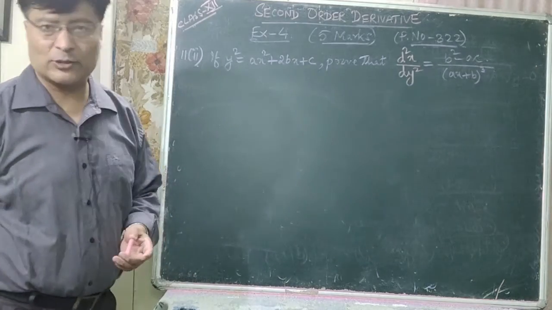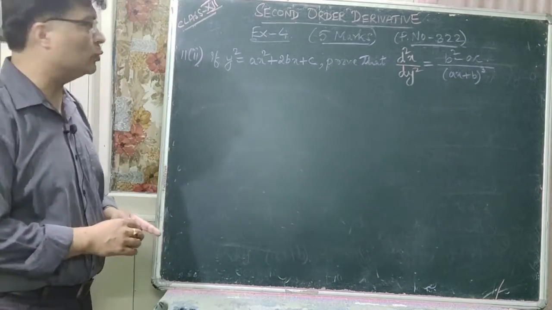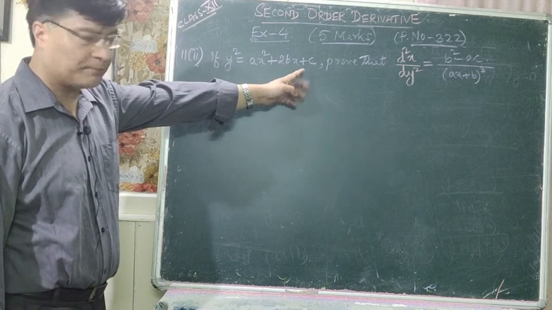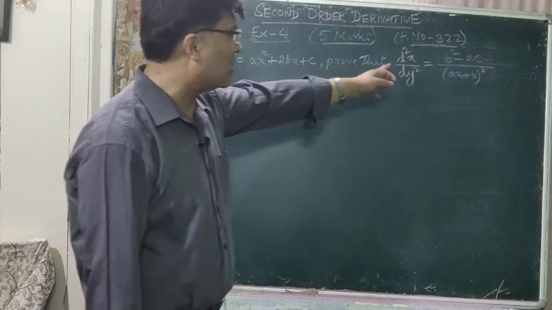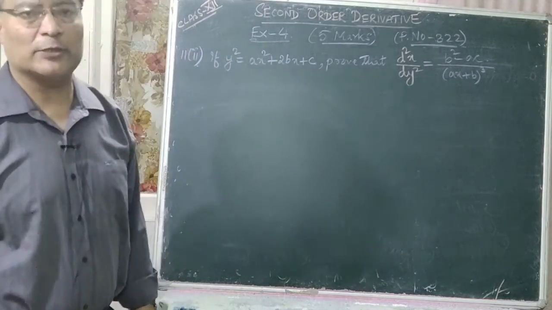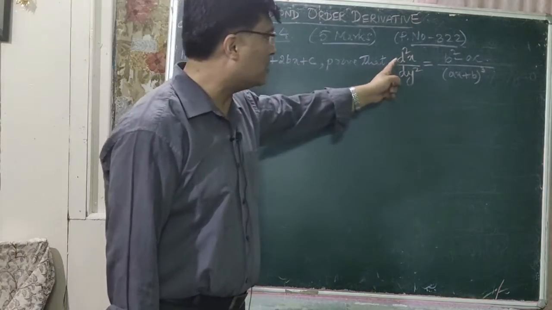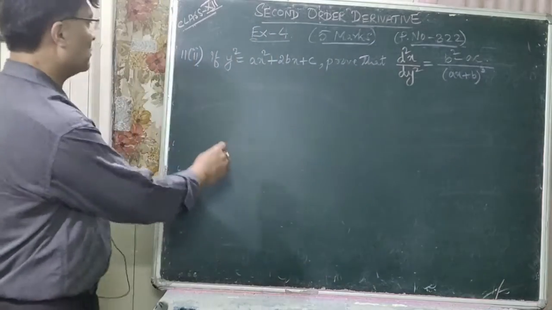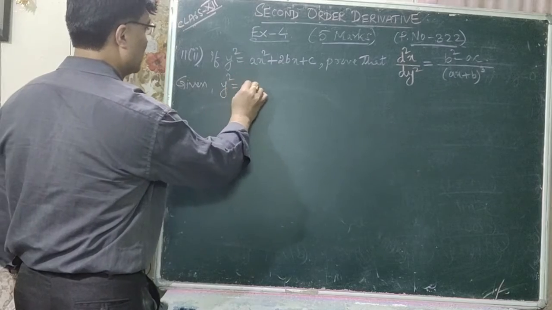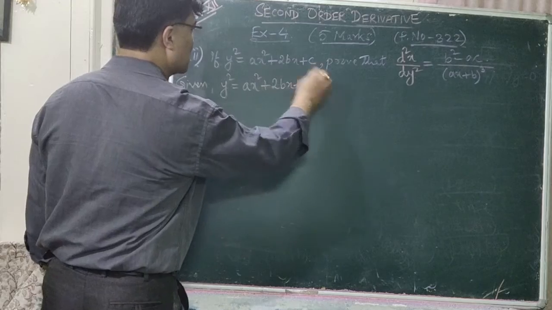In the last online class we did 11 number 1. Now we will do 11 number 2. If y square is equal to ax square plus 2bx plus c, then you have to prove that d2x by dy square is equal to b square minus ac whole divided by ax plus b whole cube. Okay, now let us prove it. But you have to prove here d2x by dy square. Okay, so write down, given is y square is equal to ax square plus 2bx plus c.